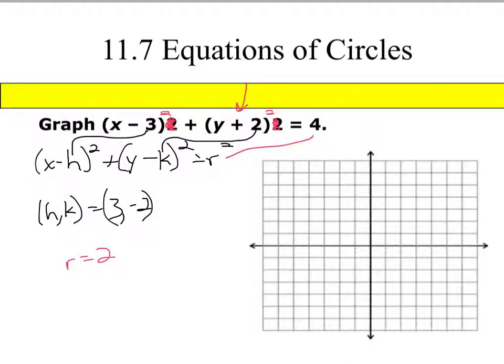Alright, so now I plug in what I know. 1, 2, 3, go down 2, 1, 2. My radius is 2, so I have points here, here, here, here, and I make my circle. And I'm done. Notice my radius is 2, and I know it's 2 because I have 2 even boxes here. So you check out what your h and your k are, figure out your radius, and graph.